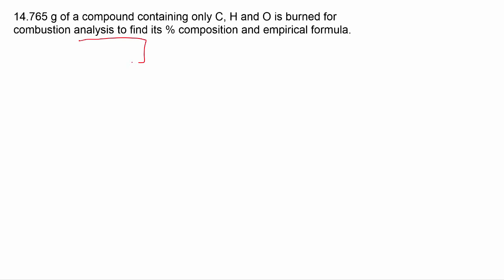So basically what we're talking about here is combustion analysis, and what I mean by that is this. We've got an unknown sample. It contains carbon, hydrogen, oxygen, and we're going to burn it. So we're going to add some exogenous oxygen. And in the end, there's only two products that are going to come out of this if we can do complete combustion, and those are carbon dioxide and water.